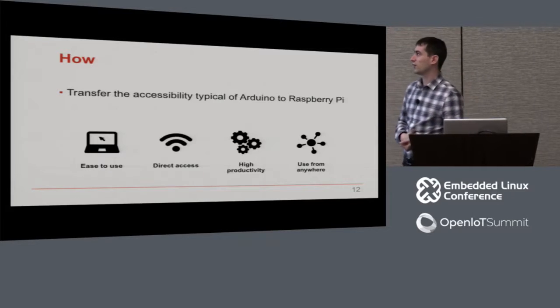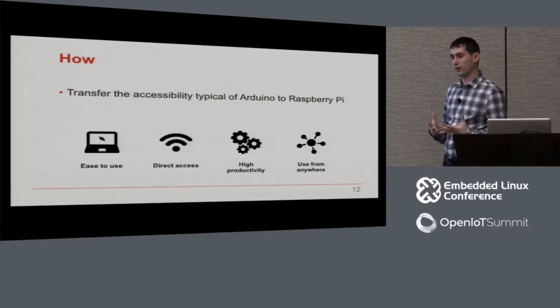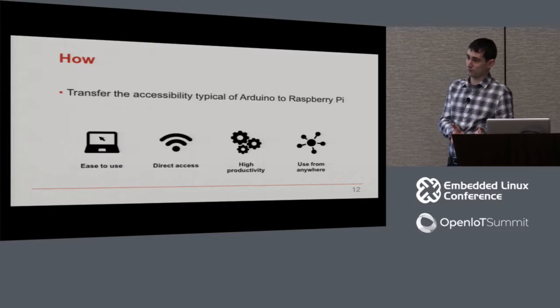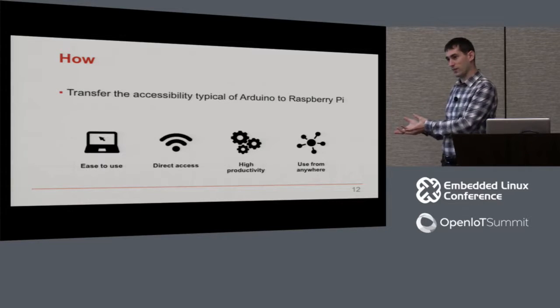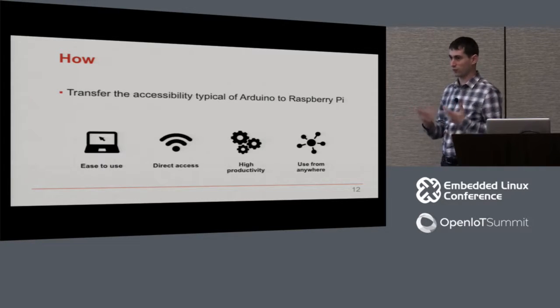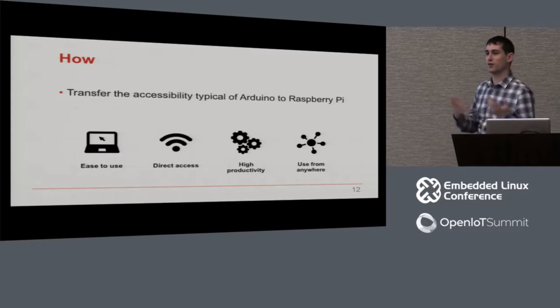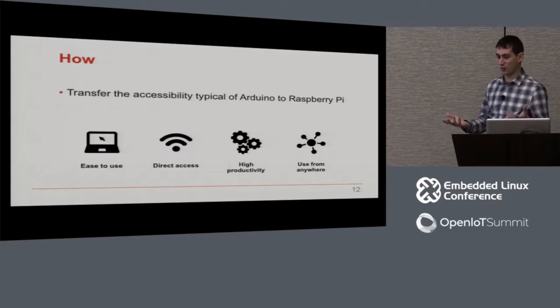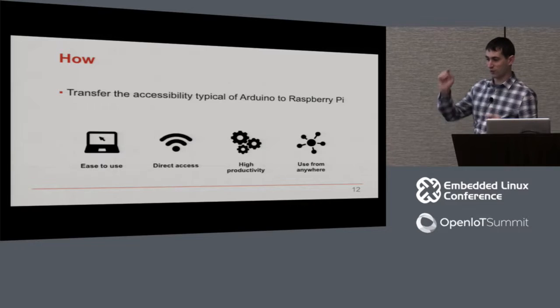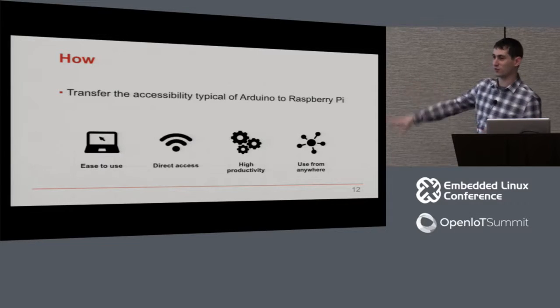So we started asking a question, and the answer that we found is that we need a simple solution that would transfer the accessibility of the Arduino to the Raspberry Pi. And in fact, this is what Arduino did for microcontrollers, because microcontrollers were here for 30 years. What we did not have was the one-click solution to transfer some software onto it.